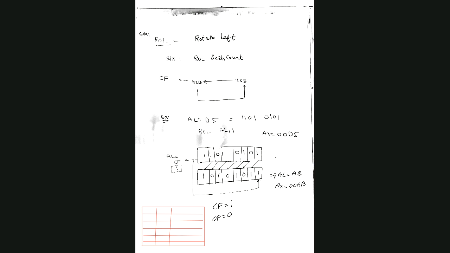So now see here. I will write the previous value of the carry flag, the current value of the carry flag, then the value of the overflow flag. Remember, if the previous value of the carry flag is 0 and the current value is 0, then the overflow flag is also 0. If the previous value is 1 and the current value is also 1, meaning there is no change, then the overflow flag will be 0.